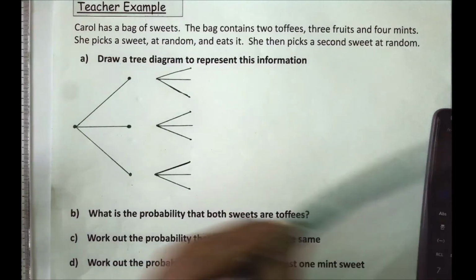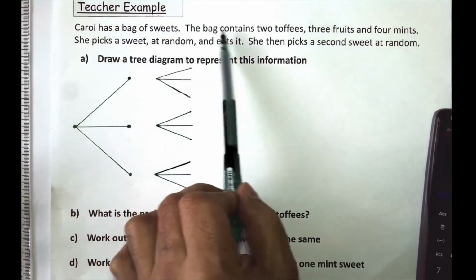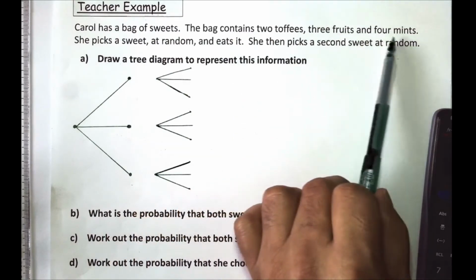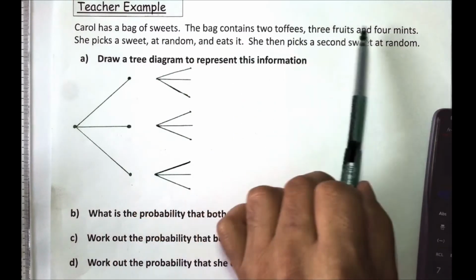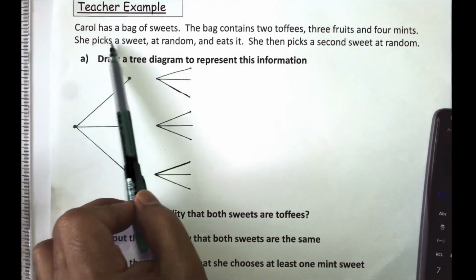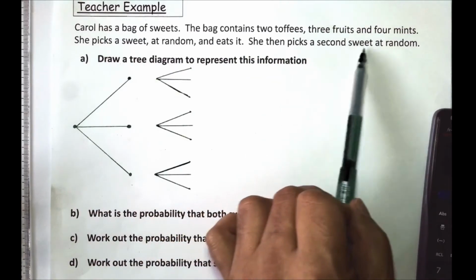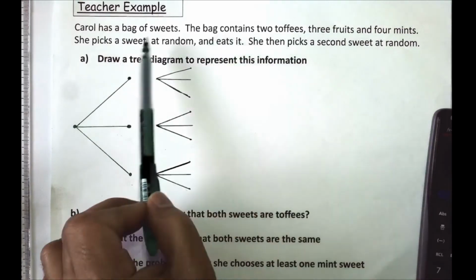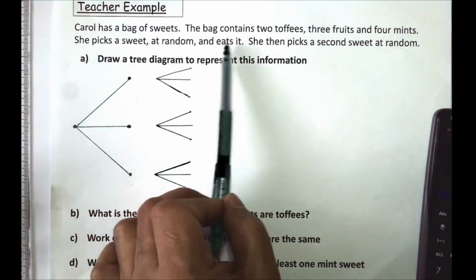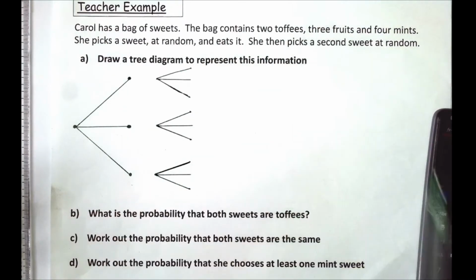In this example, it reads, Karen has a bag of sweets. A bag contains 2 toffees, 3 fruit and 4 mint. So now we've got 3 options to pick from, and she picks at random a sweet and eats it, and then she picks a second sweet at random. So what this implies is that the sweet is not replaced. So therefore, this is now conditional.